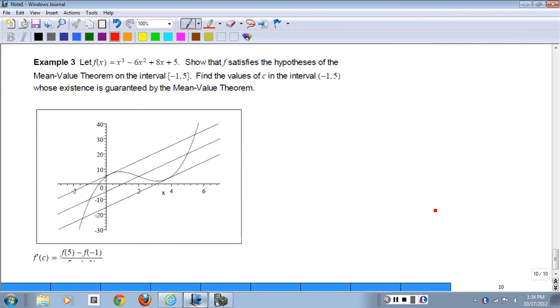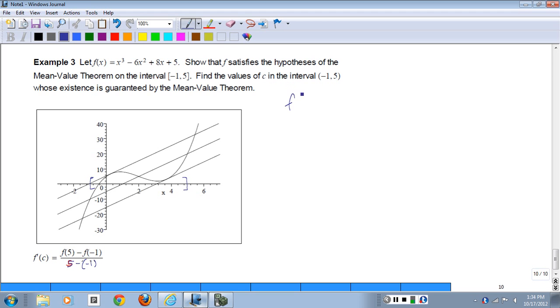Let me fill this part in. 5 minus negative 1. So on the interval from negative 1, which is right there, to 5, which evidently is right there, find the values of c. There's one guaranteed, but there are a couple of values in the interval from negative 1 to 5 whose existence is guaranteed by the mean value theorem.